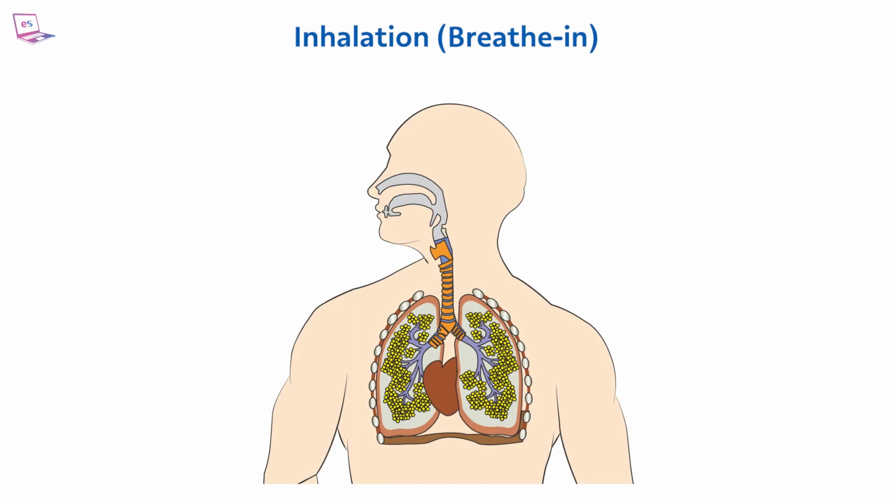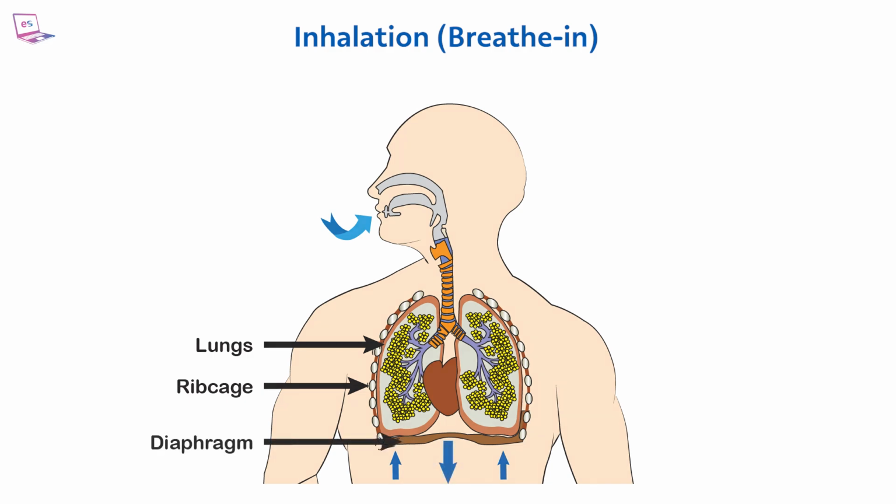Inhalation, breathe in. Inhalation occurs when air enters the lungs. During inhalation, the intercostal muscles between the ribs tighten and pull the rib cage up. The diaphragm moves down, thereby increasing the volume of the chest cavity and decreasing the pressure. This will cause the air to rush to fill the lungs.